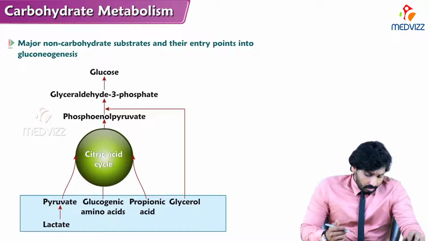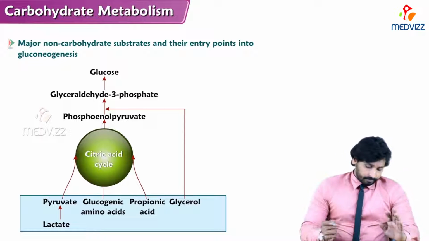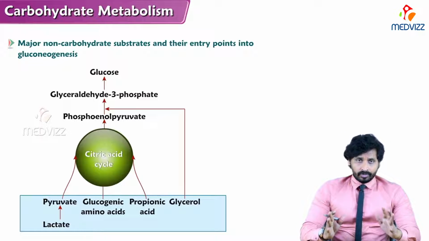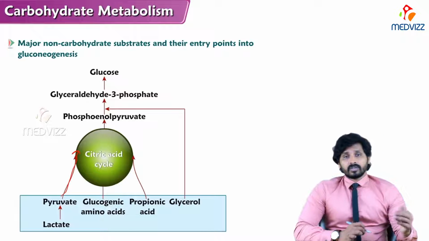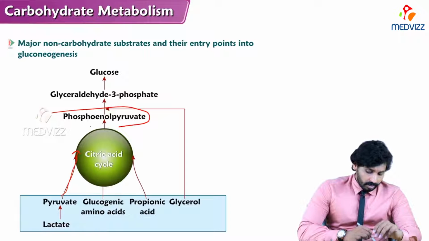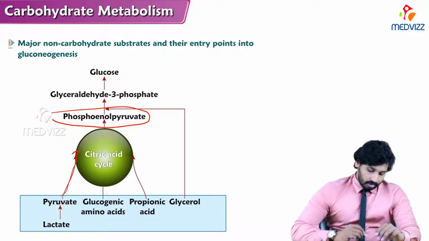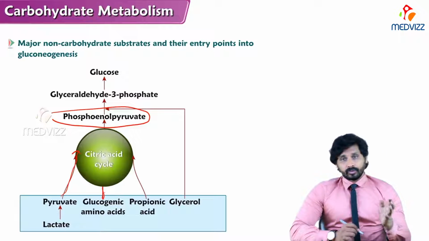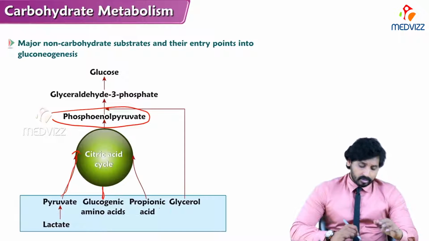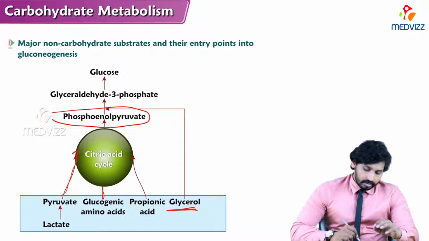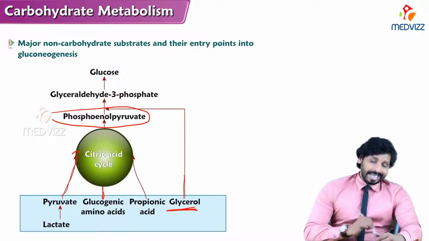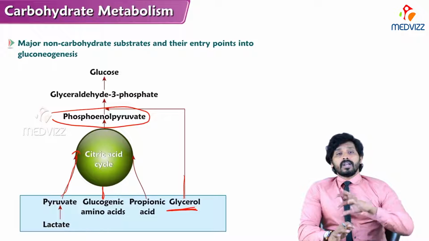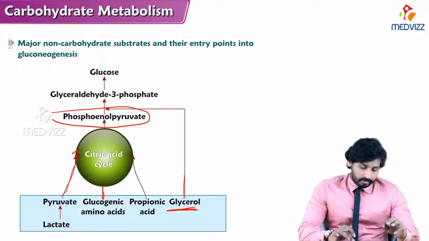You see the picture here: the citric acid cycle is a common substrate. If you take it as the reversal of glucose, you can make it out. Lactate can be converted into pyruvate, and pyruvate can enter one of the intermediates of the TCA cycle, and finally form phosphoenolpyruvate, then glyceraldehyde, and then glucose. In the same way, glucogenic amino acids enter one of the intermediates of the TCA cycle. Propionic acid is also converted to one of the intermediates of the TCA cycle. Glycerol is solely converted into glycerol 3-phosphate and then to glucose. This is the overall mechanism of how non-carbohydrate sources enter the pathway of gluconeogenesis.